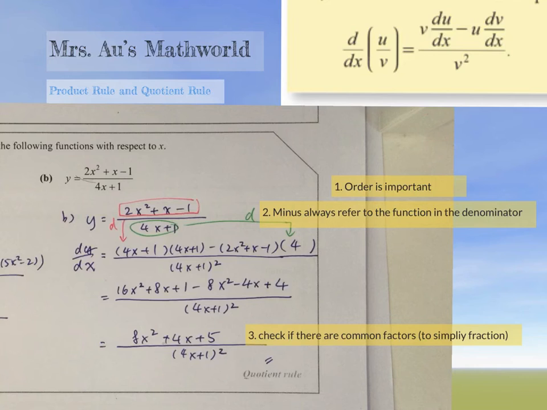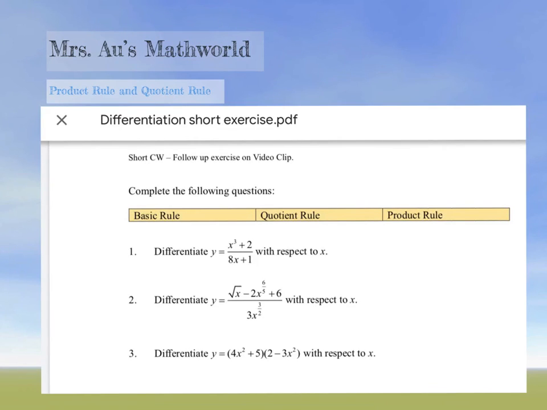So that's the end of this part of the product rule and quotient rule. So please complete the short differentiation exercise which is available in the Google Classroom. There are only 3 questions. So choose the method that you think is appropriate in each of the questions. We will discuss it in the next lesson.